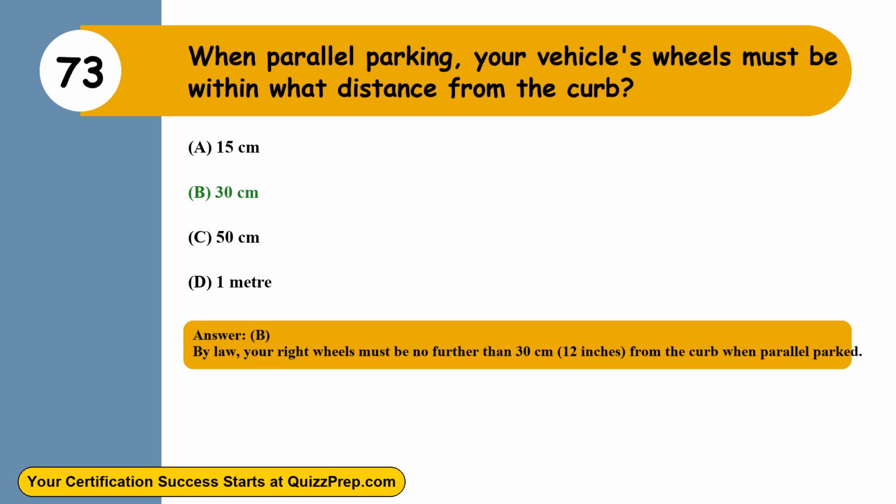By law, your right wheels must be no further than 30 centimeters, 12 inches, from the curb when parallel parked.